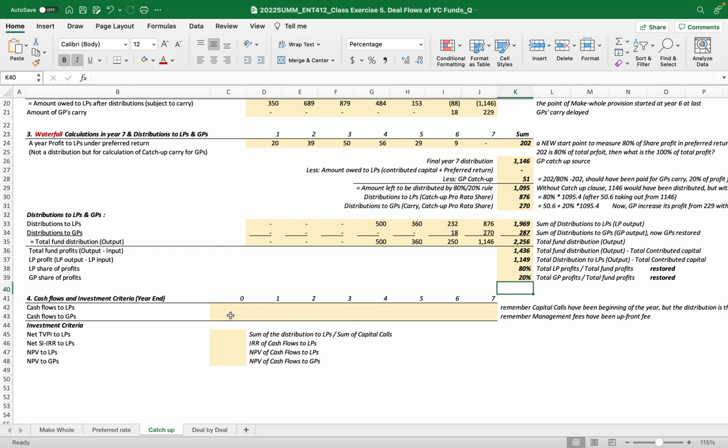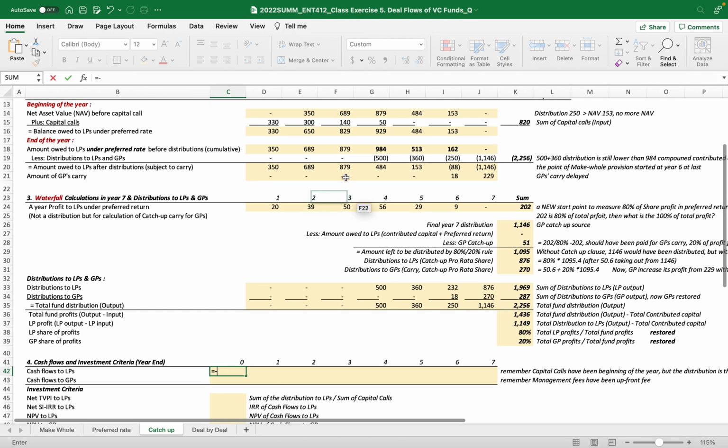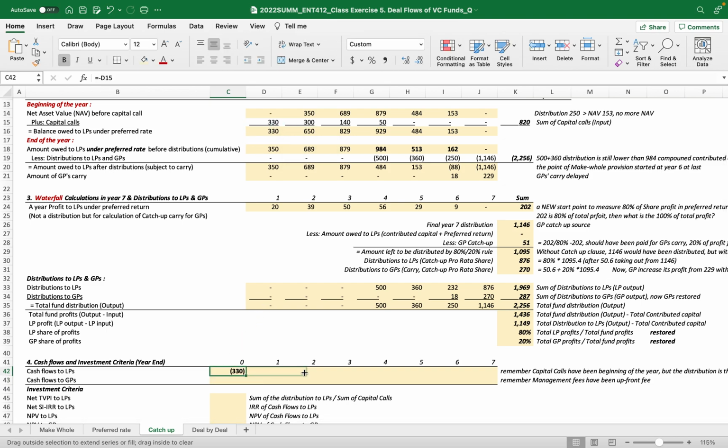So the cash flows to the LPs. It's the same process. I'm going to collect this cash out because that is the beginning of the year, right? And then we collect it here. And then from 500 here, distribution. Then let's drag. So we got all the cash flows.